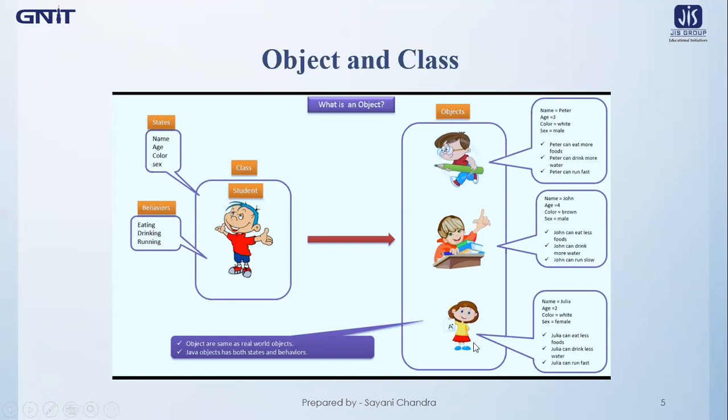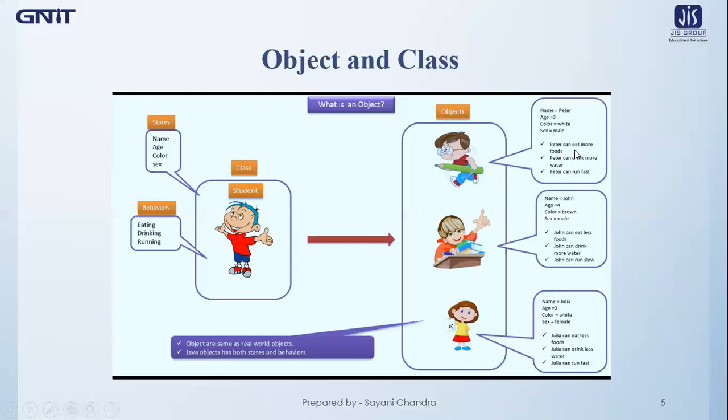Now if we look to the right hand side of this slide, we will find that these are the student class objects. So this is the class actually. These are the properties or attributes of the class, and these are the behaviors of the class, and all these objects will have all the properties that are mentioned here of this class student. Like we can see that the first one is an object of the student class, and his name is Peter, age is 3, color white, sex is male. That means these are the features that this student object has.